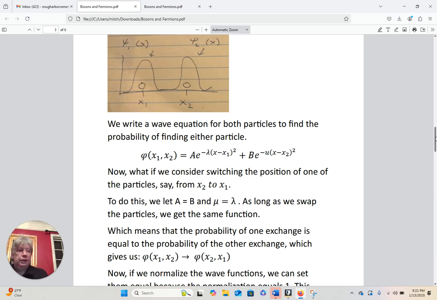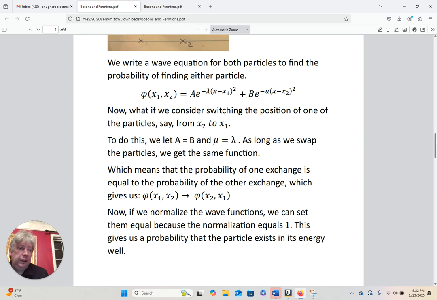Now, if we consider switching the position of one of the particles, say from x2 to x1, to do this we might want to let a equal b and mu equal lambda. As long as we swap the particles, we get the same function if we hold these conditions, which means that the probability of one of our exchanges is equal to the probability of the other exchange. That gives us that the wave function of x1, x2 implies the wave function of x2, x1. Now, if we normalize the wave functions, we can set them equal because the normalization equals 1.